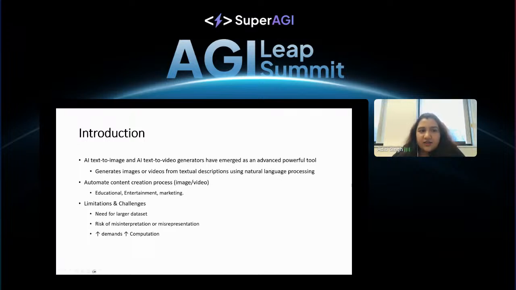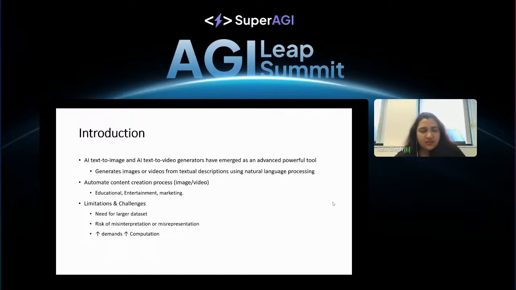To be honest, the limitations and challenges around the generation of AI text to image or text to video would be the requirement for a larger database, because there is a possibility or risk of misinterpretation or misrepresentation. And I'll show you in a minute what misinterpretation or misrepresentation I'm talking about. Another challenge towards this generation process is that with the increase in demand, every single time these models go through the training process, there's lots and lots of computation.